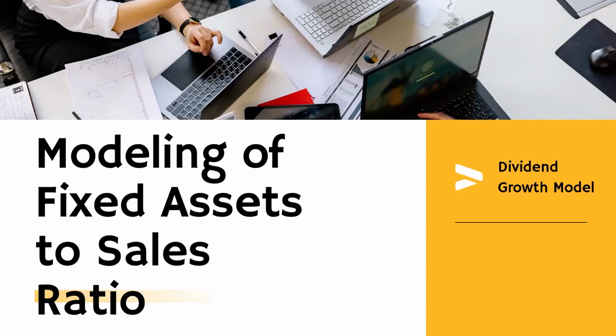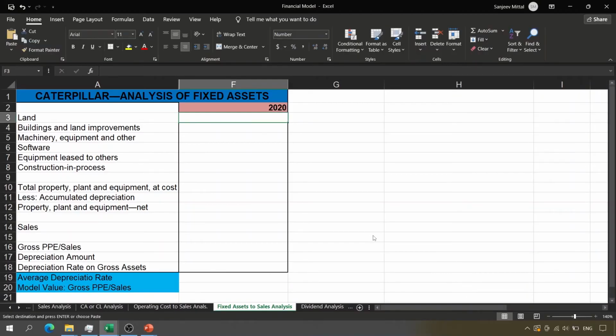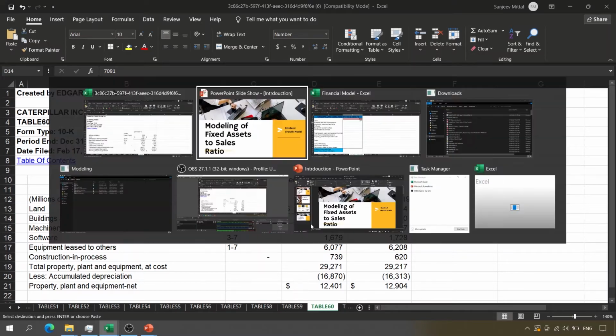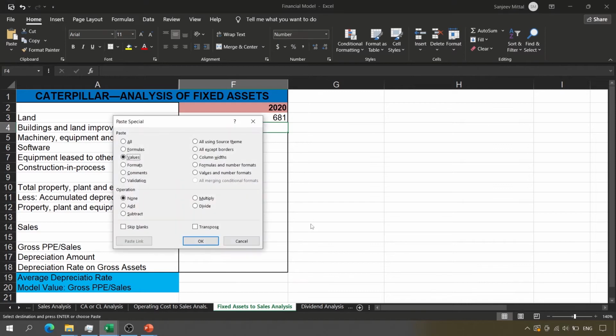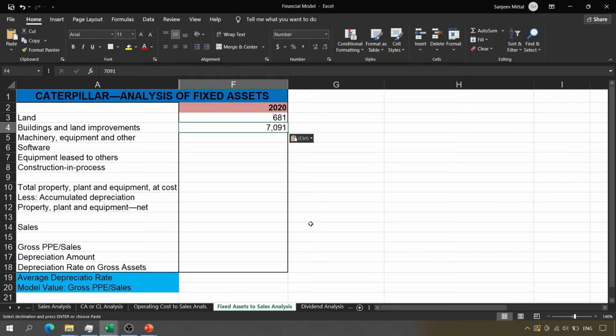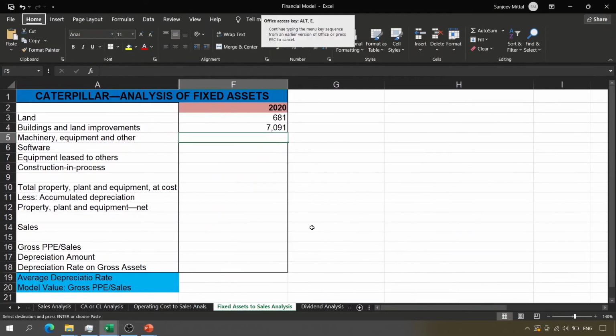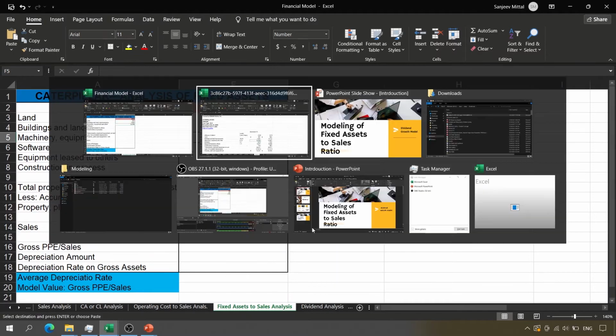So I can just simply go and write the value of land as $681. Similarly, the value of building and improvements is $7,091. Now, you know that these numbers are in million, so I'm not mentioning that. After that, we can go to our machinery and other equipments, and our machinery and other equipments is 13,004.